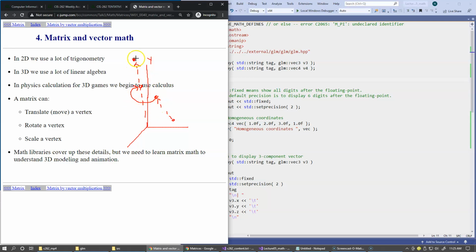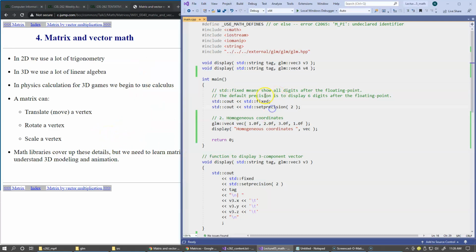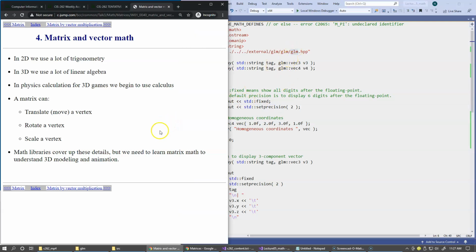So you see how these transformations can be combined together in matrices, allowing us to both apply and accumulate desired transformations. Of course, the GLM library can handle a lot of this stuff, but we need to learn a little bit about matrix math to understand how we can apply it in modeling and animation.